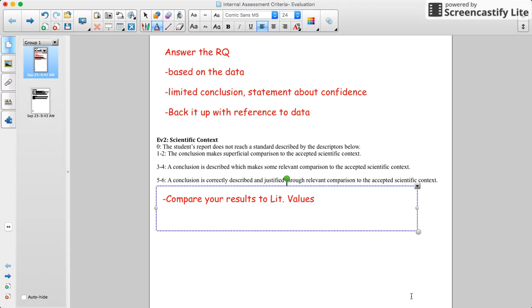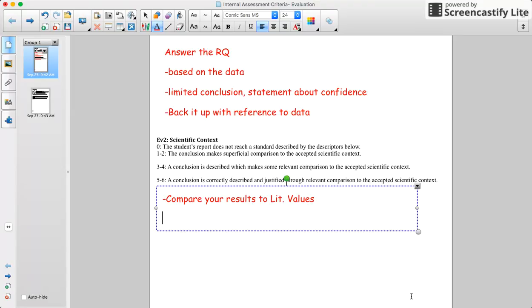Now, your results don't have to match the scientific context or the concepts or the literature values. They are what they are, and that's fine. You have to compare them honestly to the lit values. And so if they really don't match, that can be support that you're really not confident in your results. However, if they do match, then it can be a way that you justify and support the fact that you're confident in your results and you're confident in your answer to the research question.